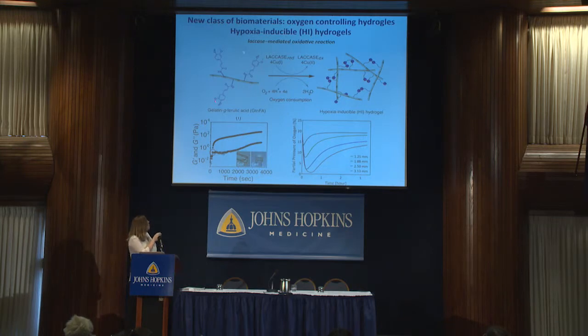We can make those from different types of monomers. Here is an example of gelatin, which has adhesion and degradation cues that we're interested in. So we can generate those polymeric networks while consuming oxygen. Because we synthesize that, we can control different parameters. And here is an example of oxygen level over time with different thickness of those hydrogels, which is very simple to change in the lab.